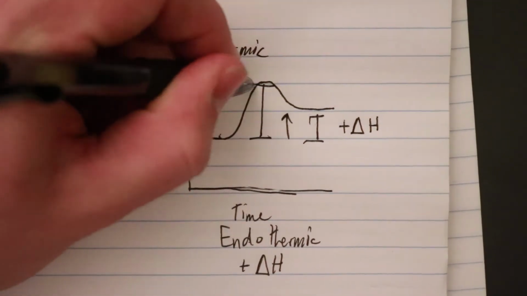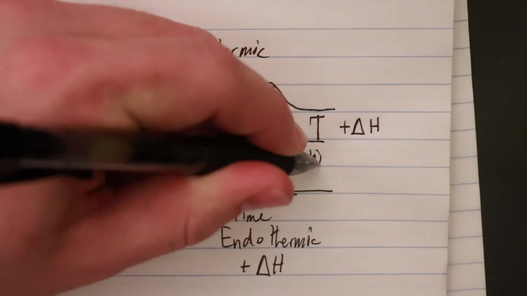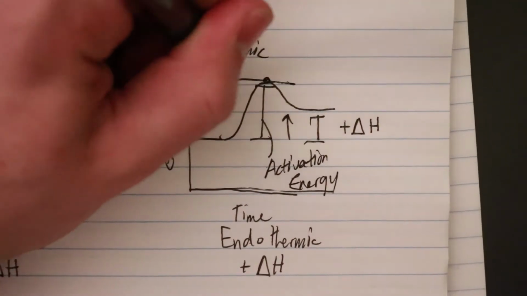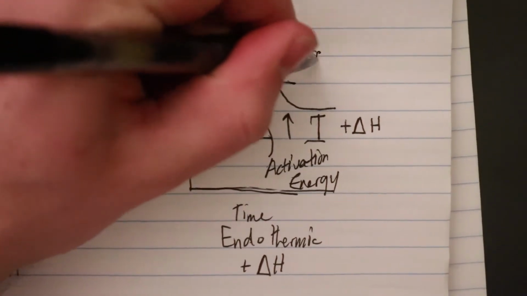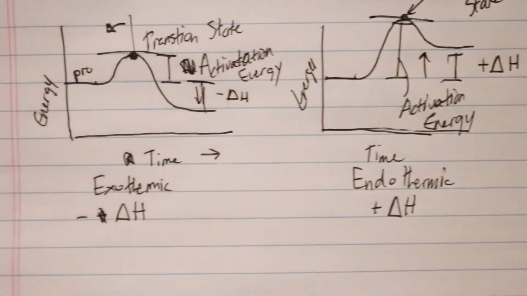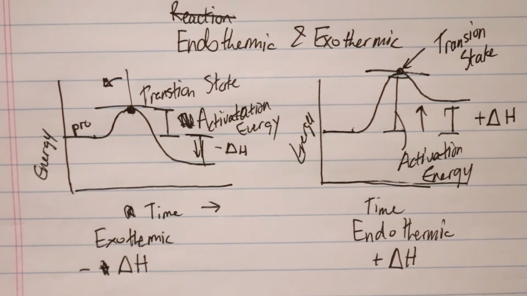This big distance here is my activation energy. And then once again we have our transition state right on top. And so that's the difference between endothermic and exothermic reactions.